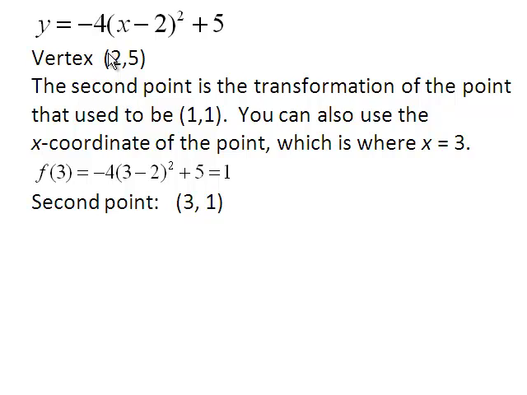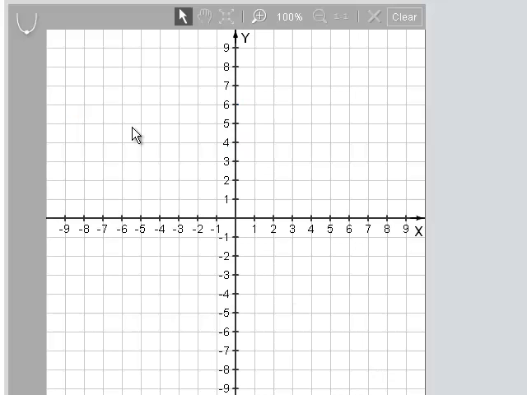To make this video go quicker, another thing you can do is, once you've moved your vertex to 2, 5, and you hover over the second dot, you'll see that x equals 3 at that second dot. We'll plug 3 back into the function to find out that y equals 1, so our second point is 3, 1. Back to WileyPlus. Okay, here we are back at WileyPlus with a clean grid.